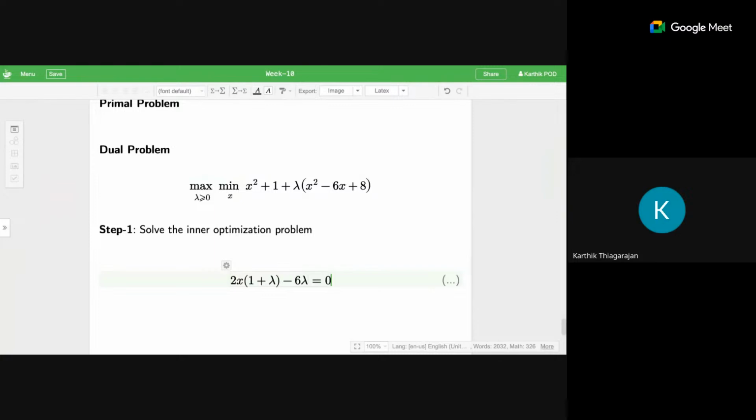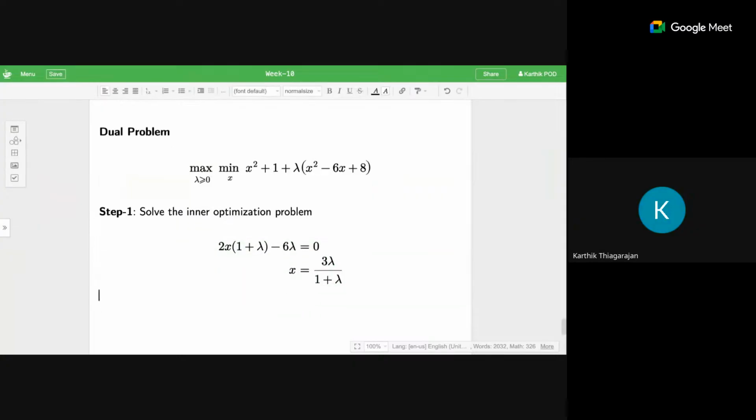Is everyone clear with this step? What has happened? We have taken the derivative of this with respect to x because we are minimizing. It's unconstrained, so therefore we can take the derivative and set it to 0. What do we end up with? We end up with x equal to 3 lambda by 1 plus lambda. Okay.